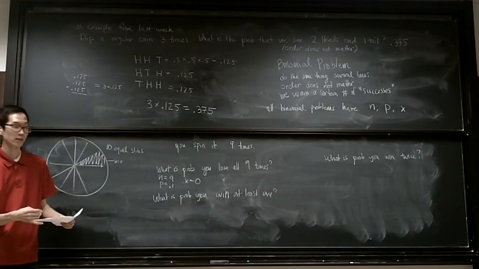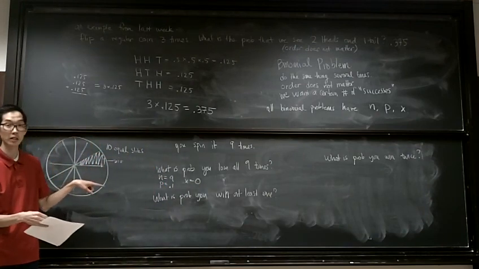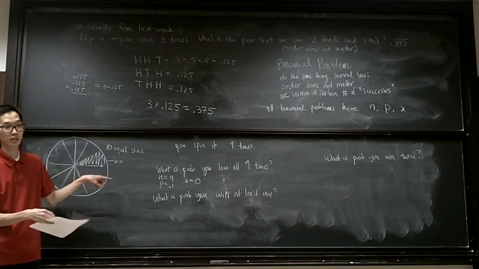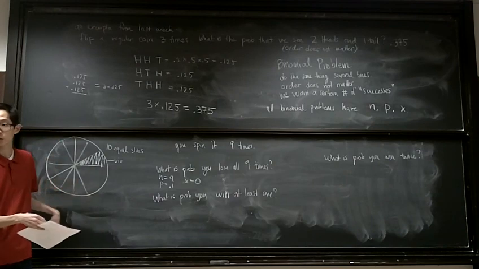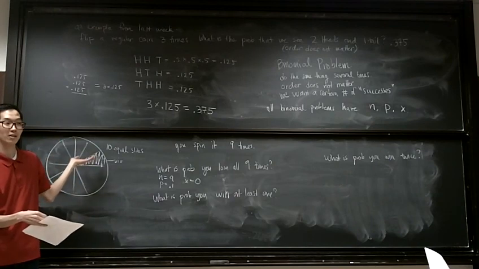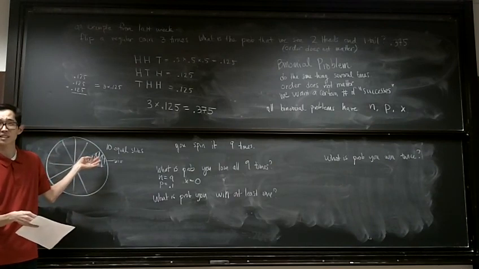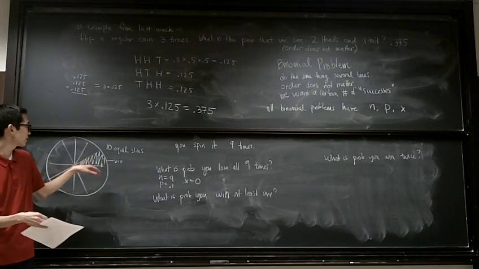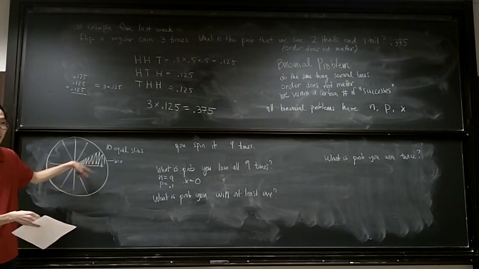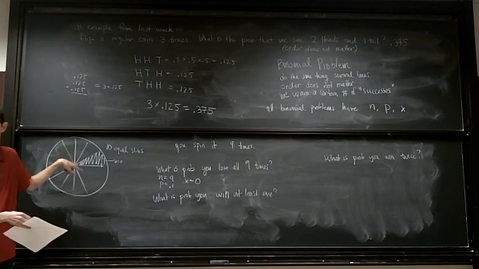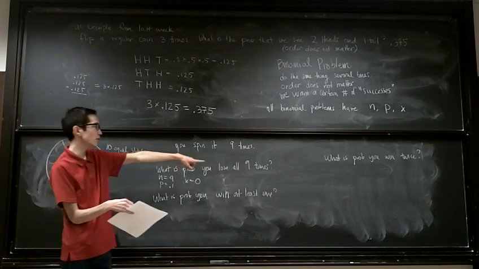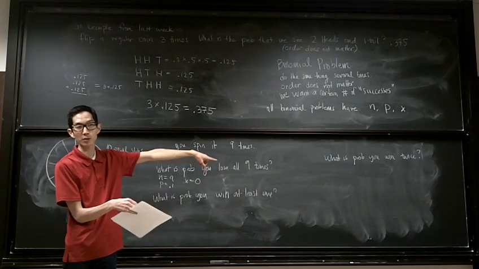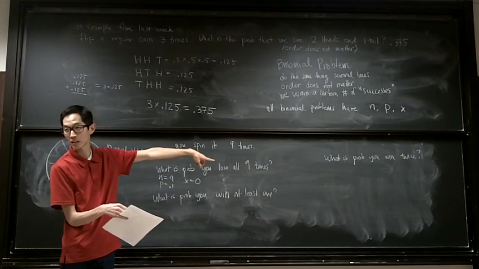Why is it 0.1? Because that's the probability of winning. There are 10 equal slices. If you're spinning this wheel, the probability that you get the winning one is 0.1, because 1 out of 10 will win. The probability of losing all 9 times is the probability of winning 0 times.